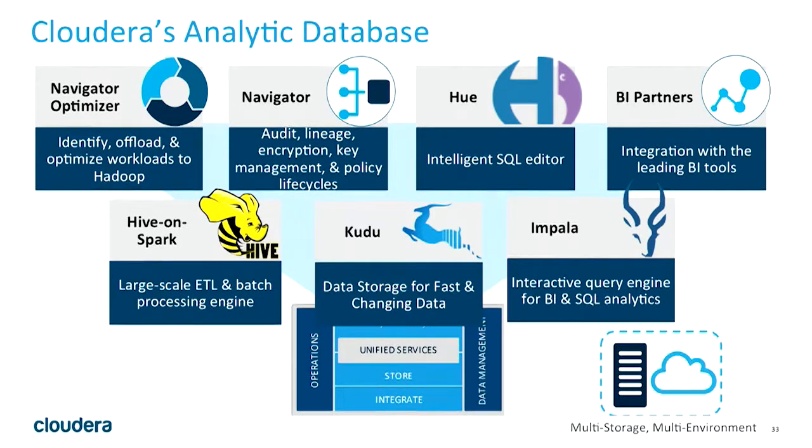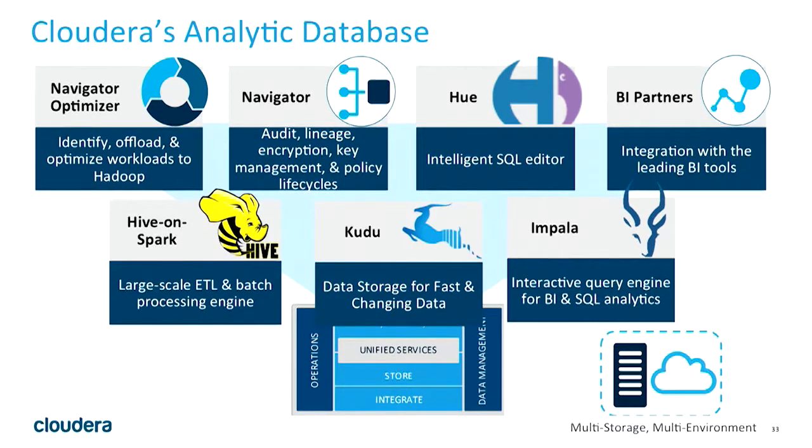So our analytic database, the key components on top of the core unified platform and our Cloudera Essentials are these 7 components. So Navigator Optimizer, I'll touch upon this a little bit more in depth later. This is a tool to help you identify what workloads are best suited to run in Cloudera, which ones might be more challenging to run in a Cloudera environment from your traditional data warehouse and database environments, as well as help you continually optimize your analytic database in Cloudera.